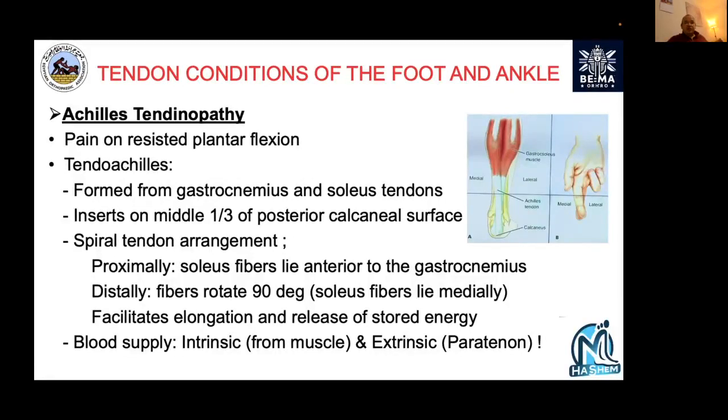Especially if the patient starts to stand on tiptoe or something like that, or the patient's profession, like a dancer or something, needs the patient to stand on tiptoe, the patient will be complaining of pain on resisted plantar flexion. I need you to understand this anatomy very, very importantly.